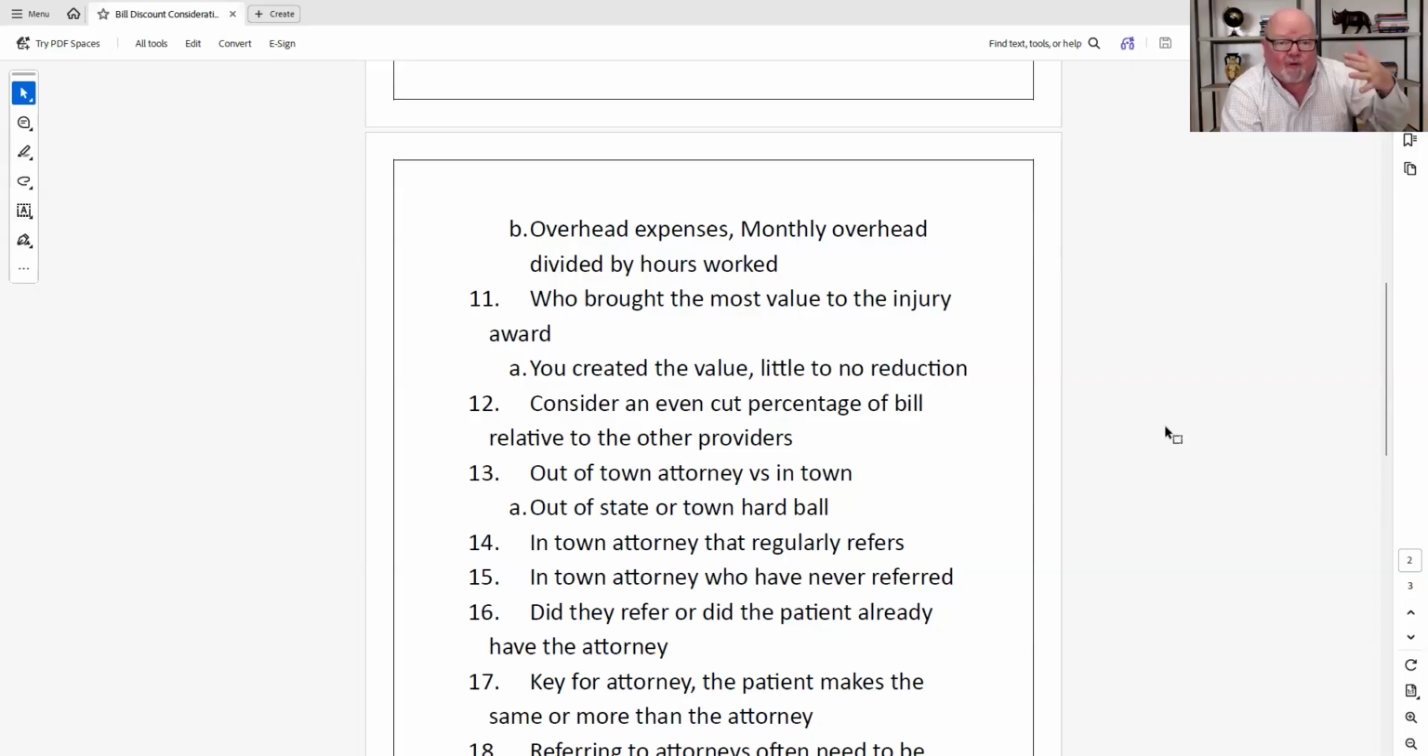And so if you were the primary person that created that injury award and it was 3-1, we're not cutting that bill. We're going back to educate the attorney how valuable you are. They forget. Remember, they forget. And if you didn't do the presentation, they never even knew because you didn't do the presentation. So who brought the most value? Did you bring value? You created the value, little to no reduction.